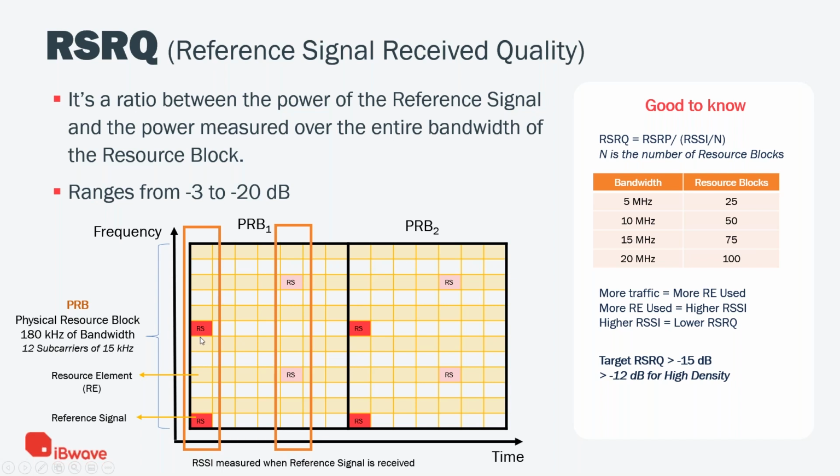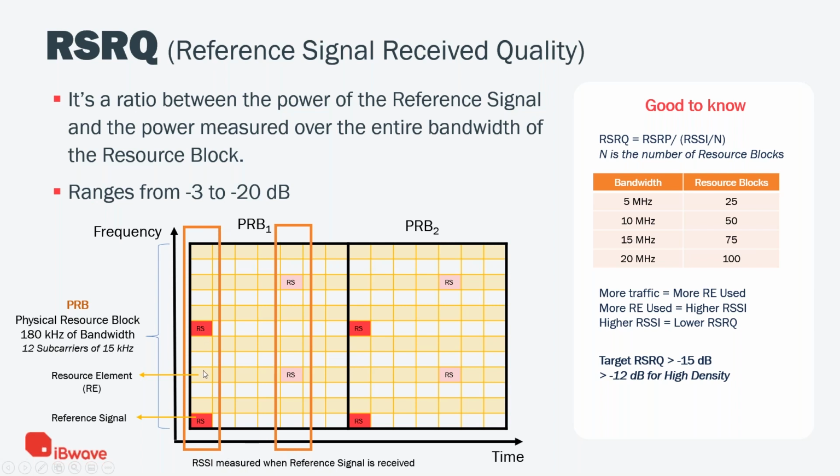Other resource blocks are measured by other devices and so on. Each device will measure its own RSRP based on its location. When it's measuring the reference signal, it is comparing that power with the power of the other resource elements in that resource block. So 2 measurements versus the 12. And the RSSI in this case is measured on those 12.